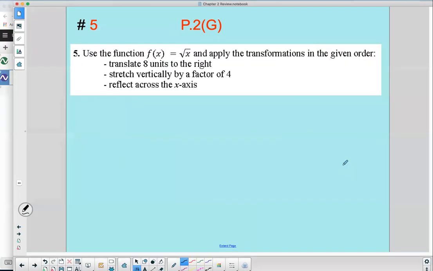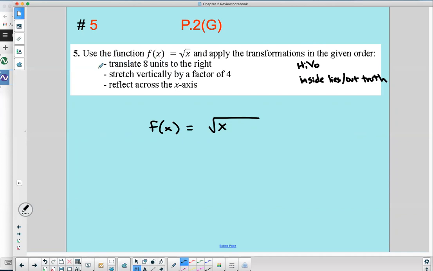All right, let's take a look at number 5. It says use the function f of x equals x squared to apply the transformations in the given order. So here it is, f of x equals. I'm going to leave some space in case I need to move things around later. Okay, number 1, remember the 2 rules, HIVO and inside lies, outside tells truth. Here are our 2 rules. Okay, first, translate 8 to the right.